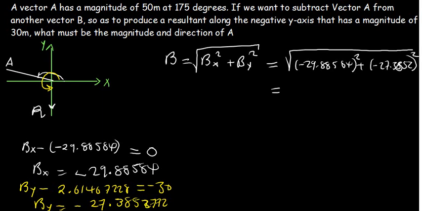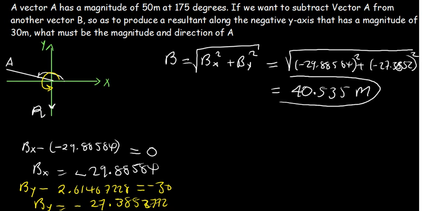All right, so the negative 27.385532772, we get to square it, and then plus the negative 29.88584, we also get to square it. The answer that we get, now we get to square root that. So we're going to find about 40.535. This is going to be in meters because that's the magnitude, the unit we are giving for this question.